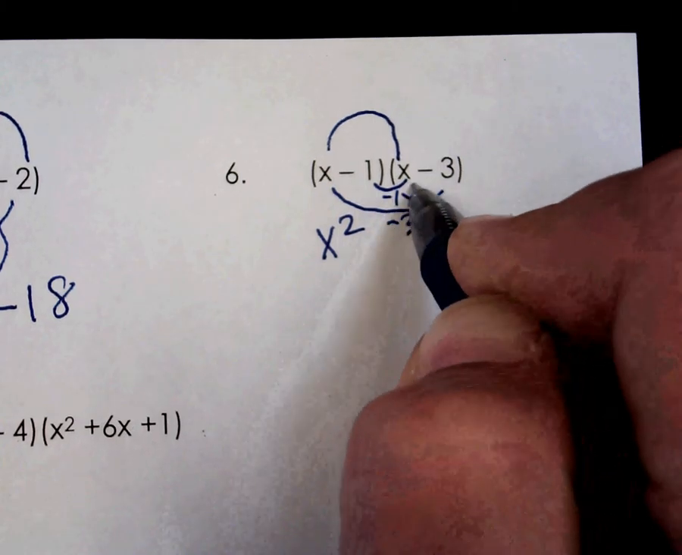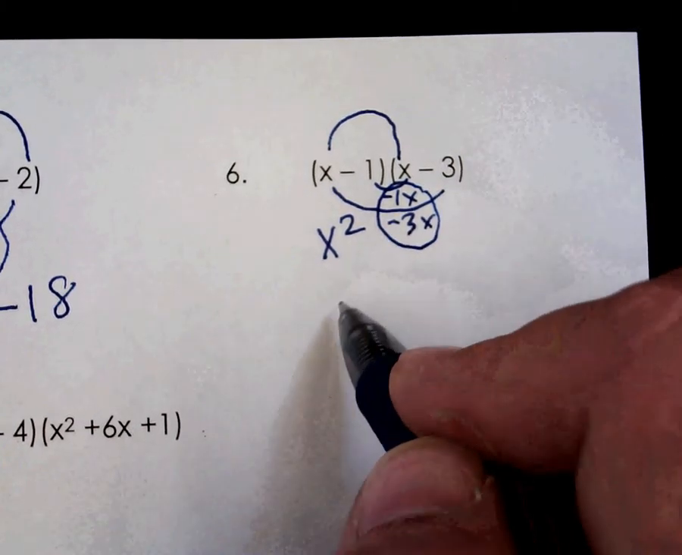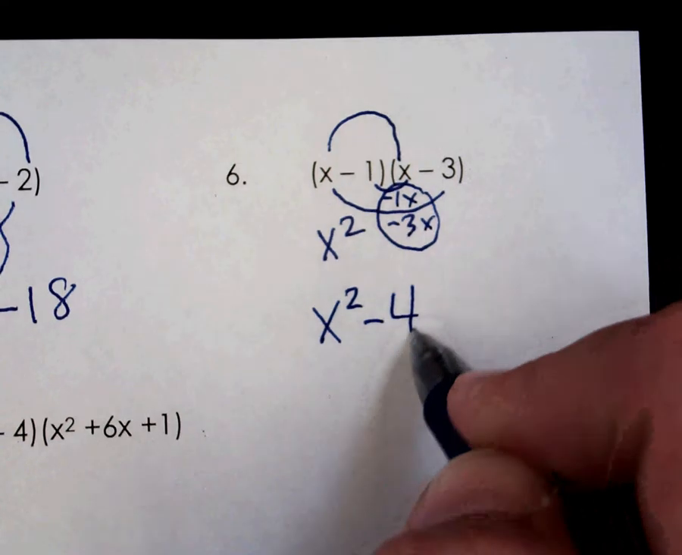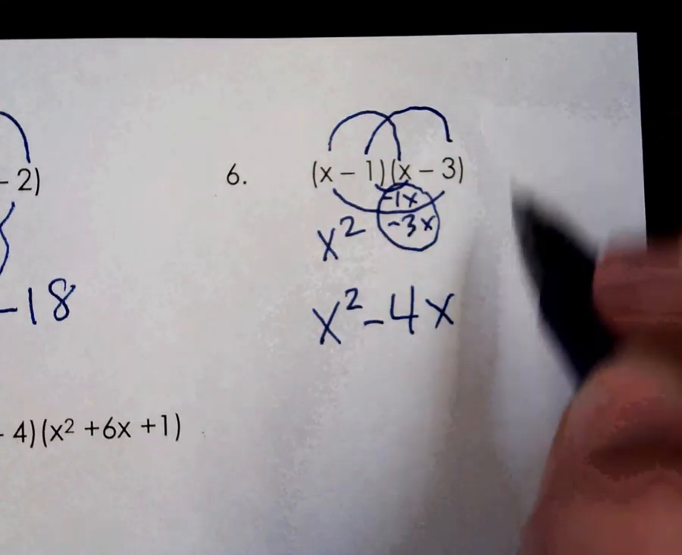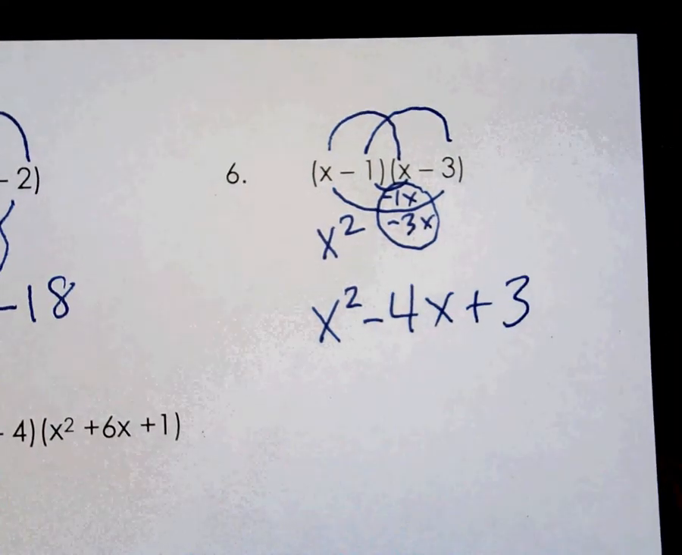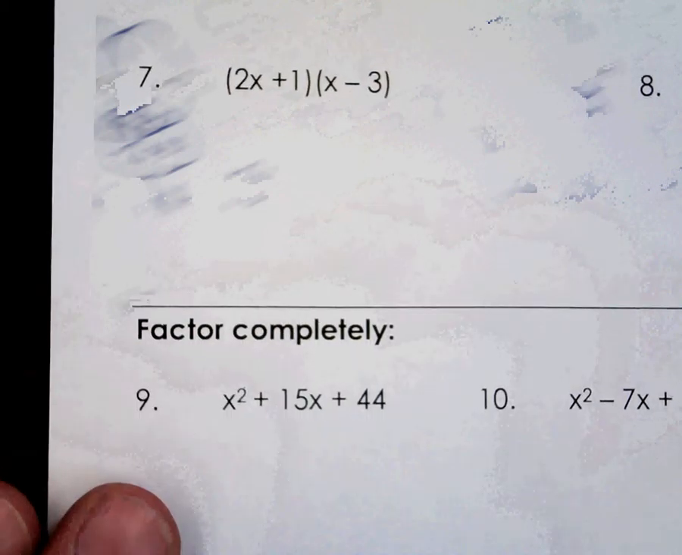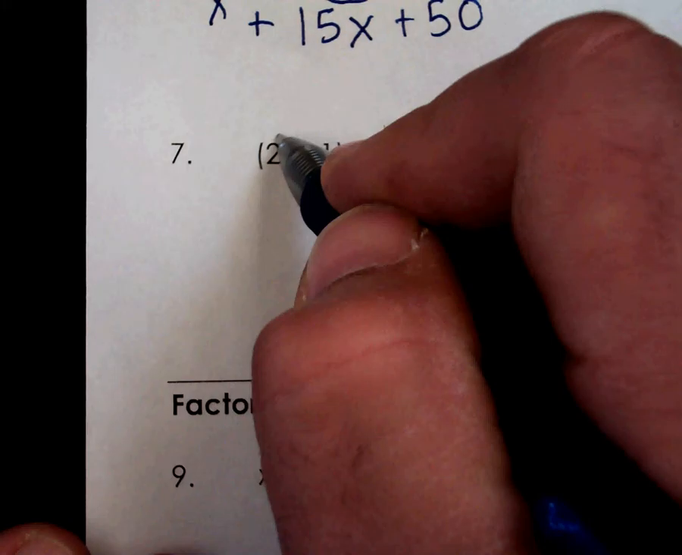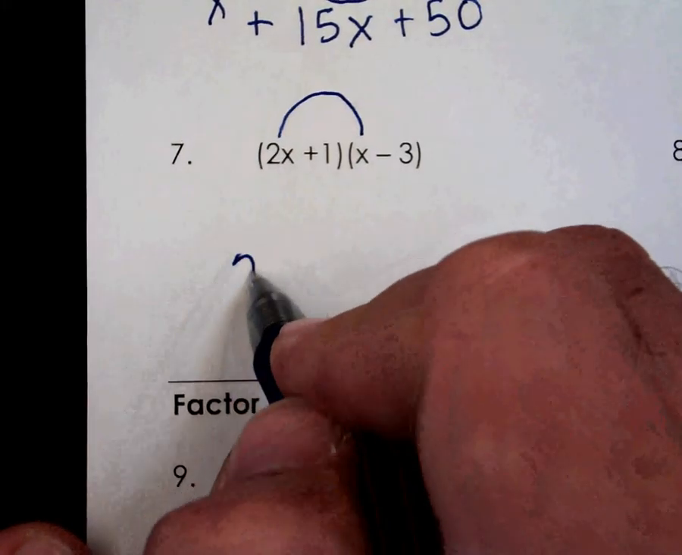Outside, negative 3x. Inside, negative 1x. Combine like terms. Negative 4x. Last times last, positive 3. Final answer. Number 7.